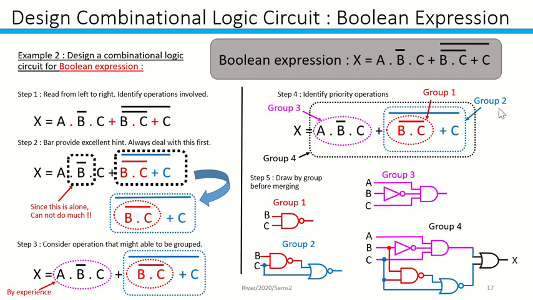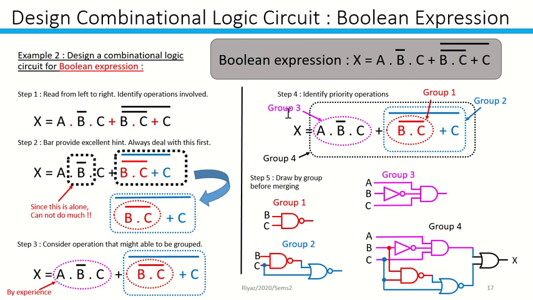If you go for the second group, you're going to have an AND gate, which is also with the OR of the C. So you come up with the C over here, you have group 1 over here, and you have the NOR gate because it has a bar. So this is the second group, group number 2.